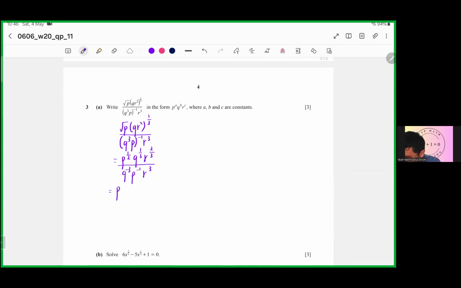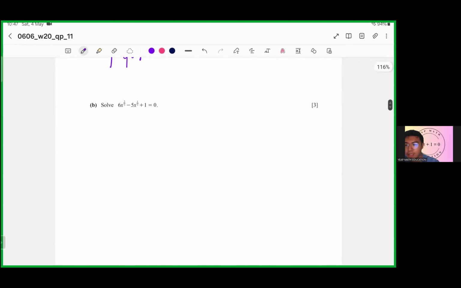So you can take P: 1 over 2 minus negative 1, and then Q: 1 over 3 minus negative 3, and R: 2 over 3 minus 3. So P we get 3 over 2, Q 10 over 3, R 2 over 3 minus 3, we get negative 7 over 3. Now we look at the next question.